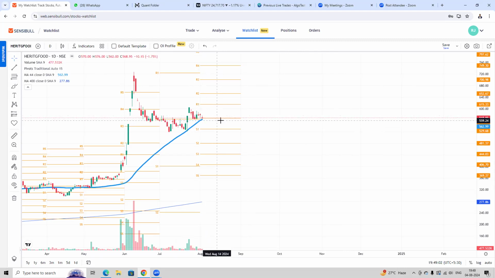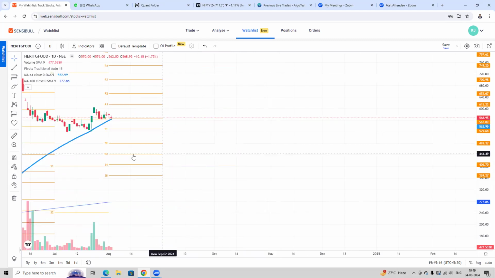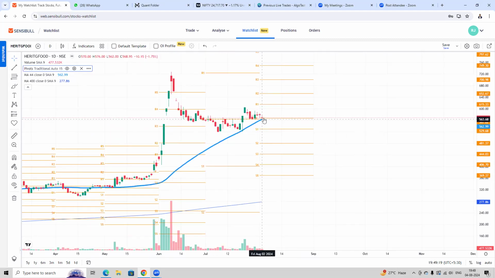You have to look at in which direction this 44 days moving average is going. Already it has been converting into a horizontal line. Now it is in the no trade zone, Heritage Foods. We have to wait for the entry. If the price is following the 44 days moving average and it is going up, look for a positive candle, a green candle. Don't enter on a red candle. Always enter on a green candle, and that too above the high.